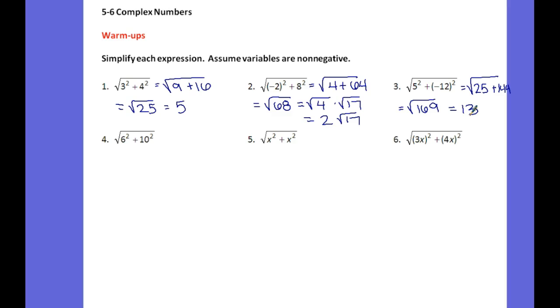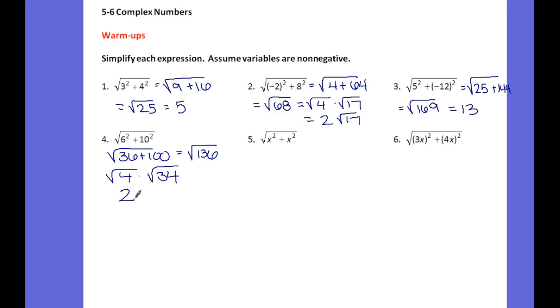Okay. 6 squared is 36, 10 squared is 100, so the square root of 136. So what perfect square goes into 136? Probably 36. 4 and what? 4 and 34. Good.